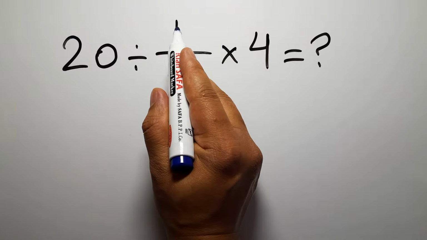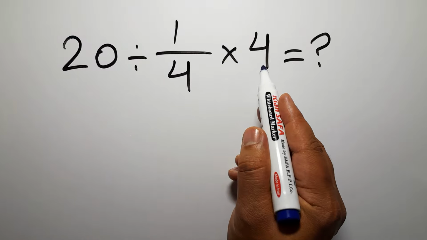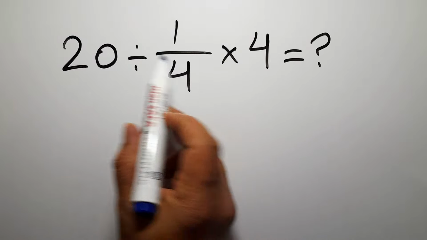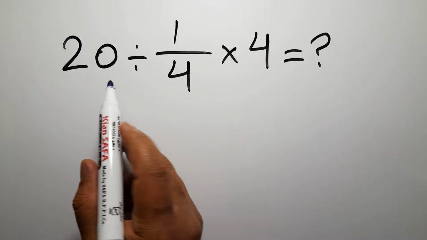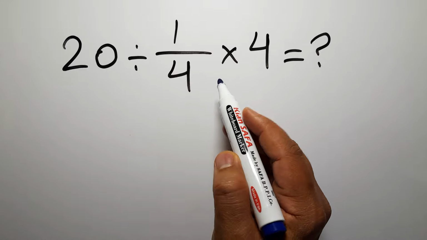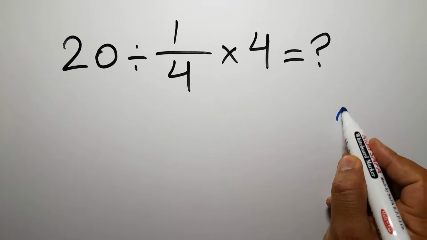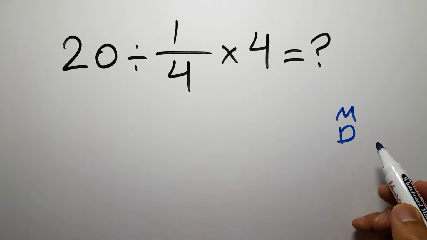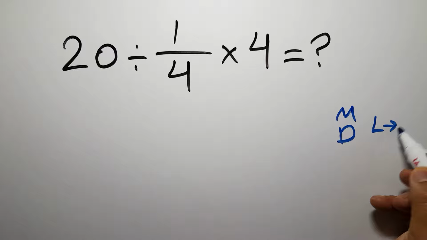20 divided by 1/4, then times 4. Our goal is to find the value of this expression. In this expression, we have one division and one multiplication. As we know, multiplication and division have equal priority and we have to work from left to right.